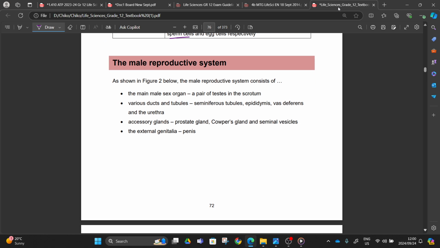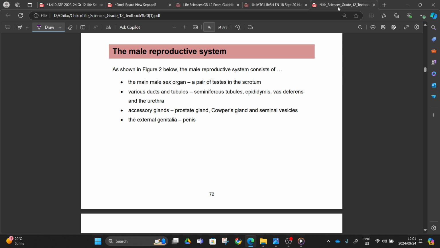In our male reproductive system, the main organs are the pair of testes inside our scrotum, right? We also have the various tubes and ducts: seminiferous tubules, epididymis, vas deferens, and urethra. The accessory glands are the prostate gland, the bulbourethral glands, and the seminal vesicles, and the external genitalia is the penis.